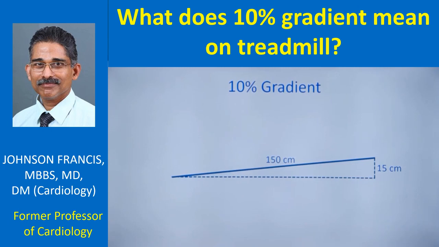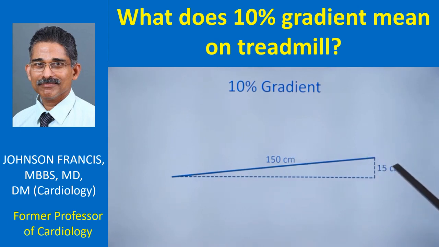A question that is often asked is, what is the meaning of a 10% gradient in a treadmill test? Usually, in the first stage of Bruce protocol of treadmill test, there is a 10% gradient in stage 1. That means if the treadmill length is 150 centimeters, the front end is elevated about 15 centimeters from the ground, so that this produces a slope.